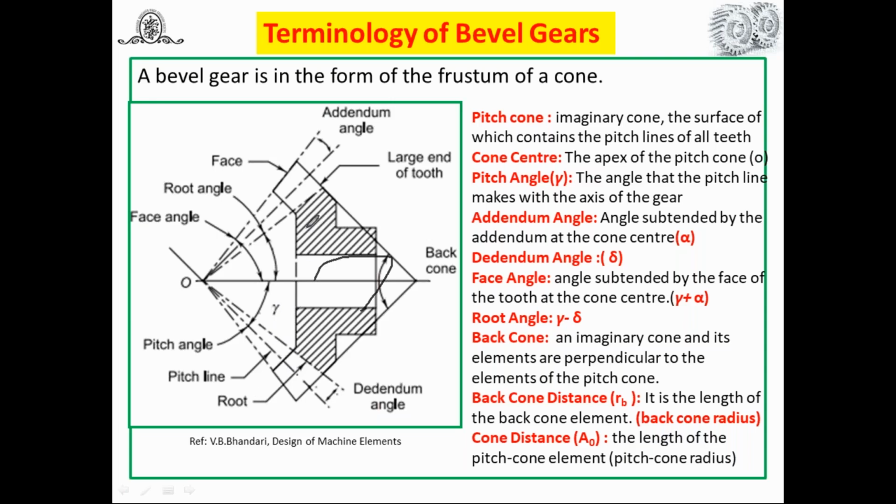Then root, addendum, dedendum, everything is the same as in other gears. Look at this. This distance from the pitch line is the addendum. This is the dedendum. Again here, the angle subtended by this addendum is the addendum angle. This is the dedendum from the pitch line up to the root, so you can say the angle subtended is the dedendum angle. Here it is shown from the bottom side. Simple nomenclature. Then this is the face.